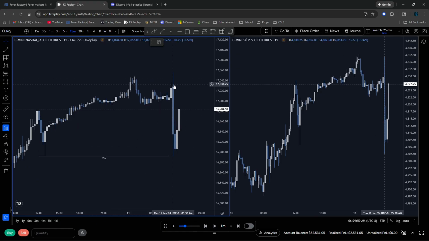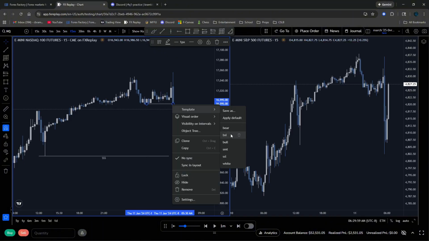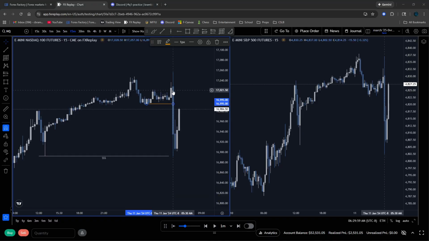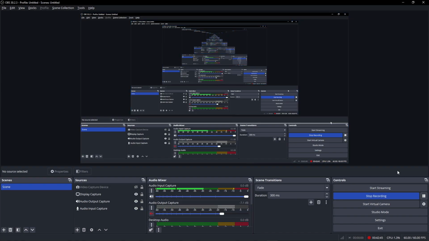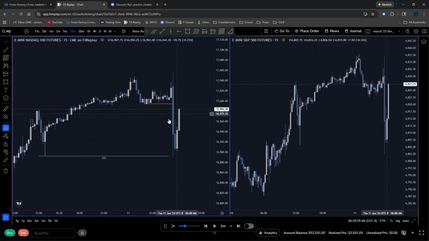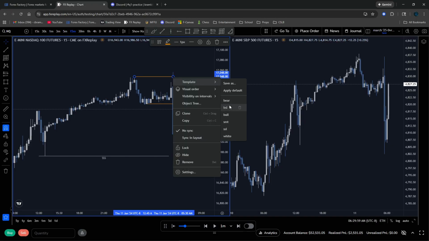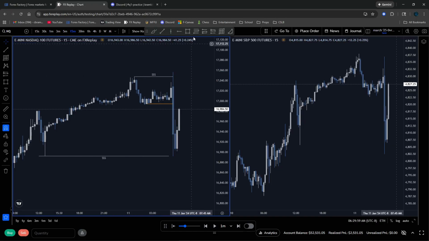Okay, so this is a pretty interesting situation. Obviously, price delivered a very strong bearish reaction. Price delivered pretty clean bearish efficiency after taking this high.